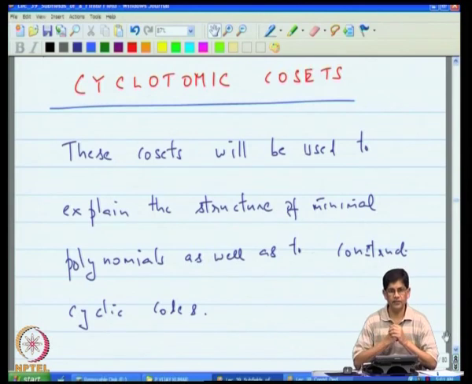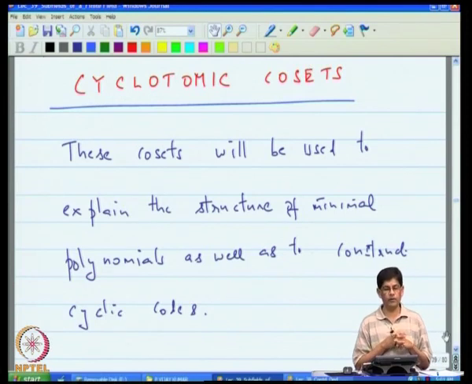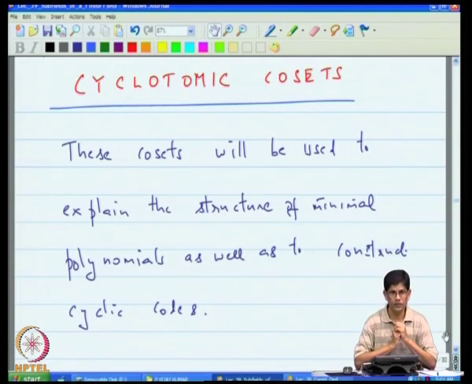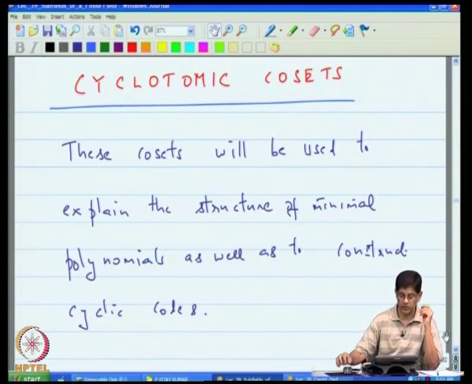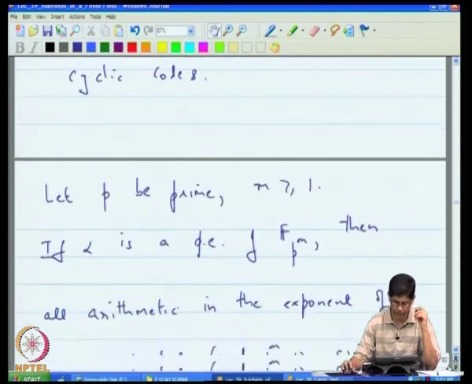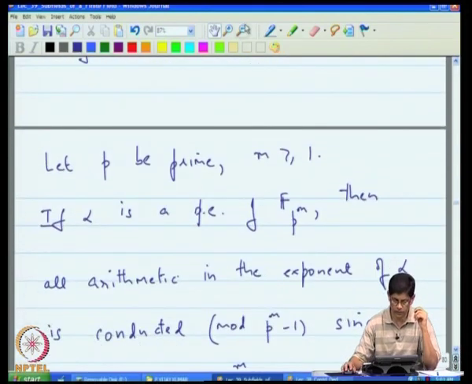But why are we interested in these cosets? Because these cosets will be used to explain the structure of the minimal polynomial, and it also turns out interestingly to be helpful in constructing cyclic codes, that is error correcting codes of a particular type known as cyclic codes. There these cyclotomic cosets will prove quite useful. So, the definition goes as follows.